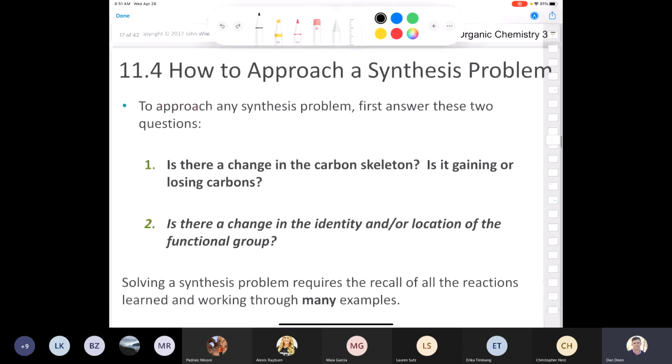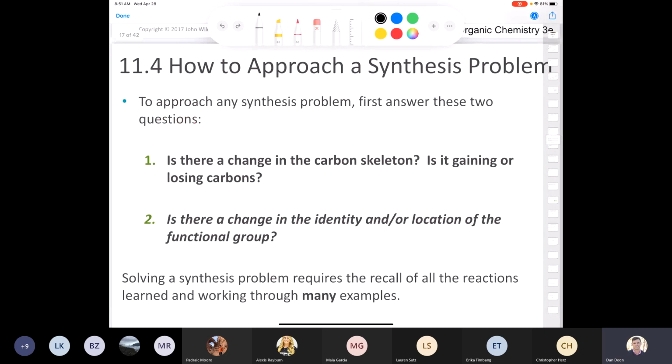Okay, there you go. So, how to approach a synthesis problem. The first thing I would do in this class is always count the number of carbons in the starting material and in the product, which usually takes a second to just count. If you haven't changed the number of carbons, what have you got? If you have to increase it, well, you've got one way of doing that. If you have to decrease it, if it's an alkyne, you use ozonolysis. If it's an alkene, you use ozonolysis.